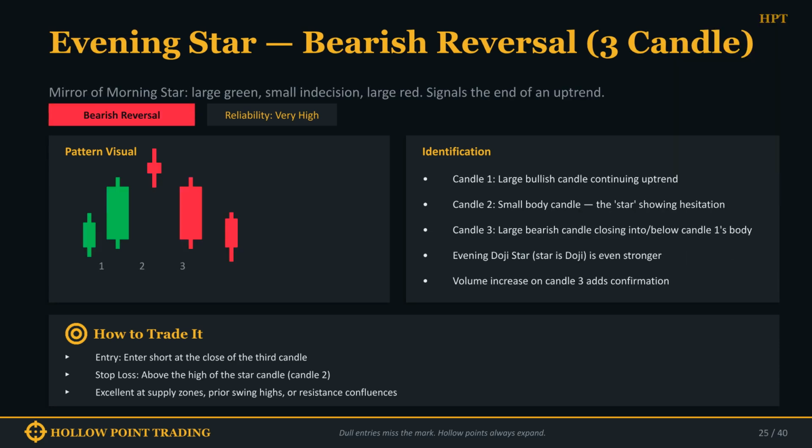The evening star is the bearish mirror of the morning star, signaling the end of an uptrend. It is formed by a large bullish candle, followed by a small star candle, and finally, a large bearish candle closing into or below the first candle's body.